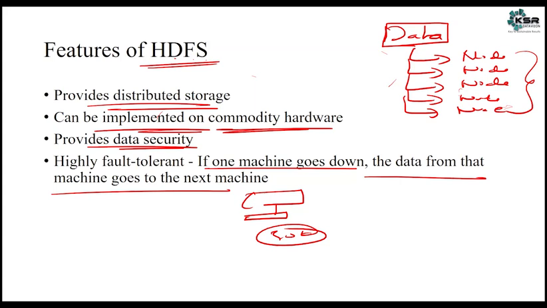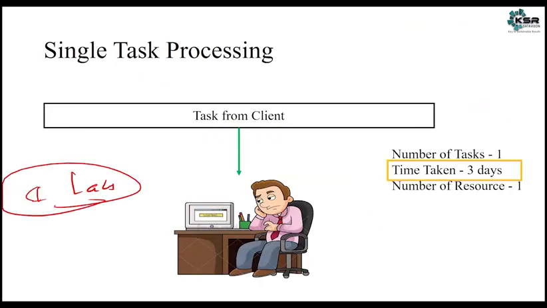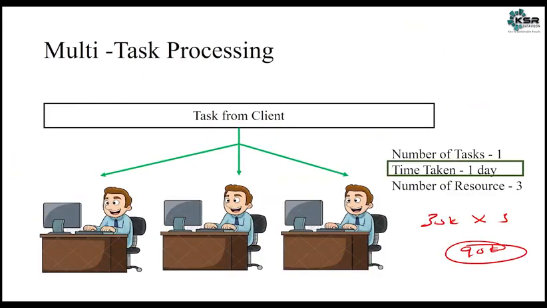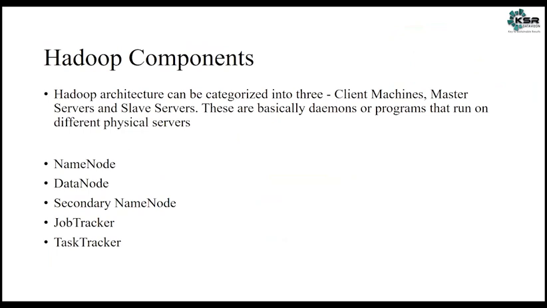Okay. Now, these are some features of HDFS. Now, in order to explain this Hadoop system, in the Hadoop system you have 5 main services. Okay, 5 main services. What do you mean by service?